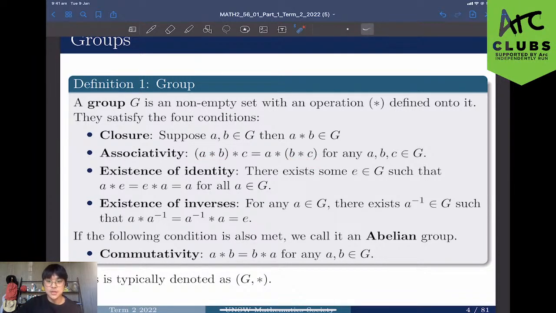Existence of an identity. So there exists an identity element such that if you do an element and you do the operation with the identity element, you get back the element. And existence of an inverse. So for any element in the group, there exists an inverse element where if you do the operation between these two, you get the identity element. Furthermore, if we have this property where A star B equals B star A, where star is the operation, we can say that the group is an abelian group.